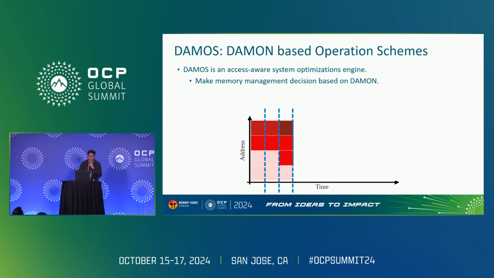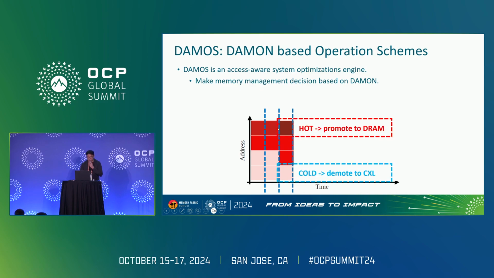memory management. Based on the profiling result by DAMON, we can apply some memory management actions. DAMON is for this purpose, and it is called DAMON-based operation schemes. As you can see, the blue dotted line, after passing some specific time and based on the hotness, we can apply some specific actions. If some area is detected as hot, we can promote it to the DRAM. And if some area is detected as cold, we can demote it to CXL.